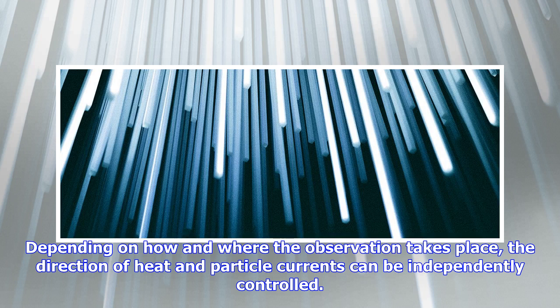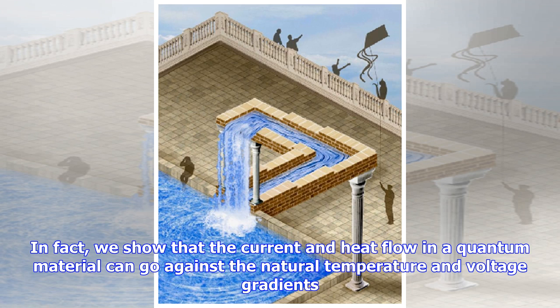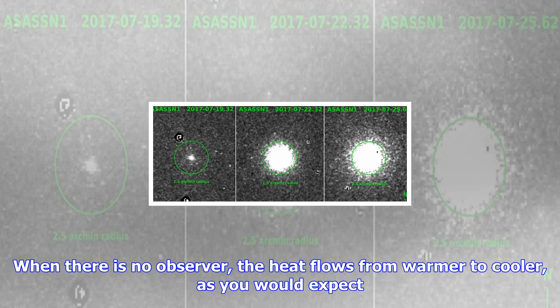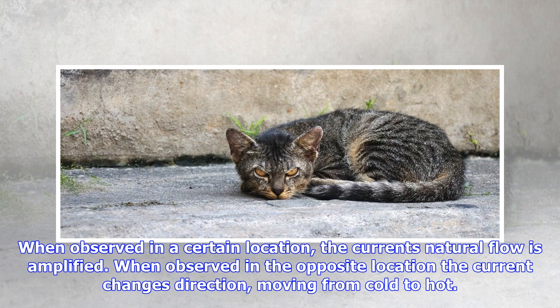"We demonstrate that in a standard thermoelectric nanodevice, the current and heat flows are not only dictated by the temperature and potential gradient, but also by the external action of a local quantum observer that controls the coherence of the device," the researchers wrote in their paper. "Depending on how and where the observation takes place, the direction of heat and particle currents can be independently controlled. In fact, we show that the current and heat flow in a quantum material can go against the natural temperature and voltage gradients." They found that when a quantum observer measures the system at certain points, it has an effect on the direction of the current.